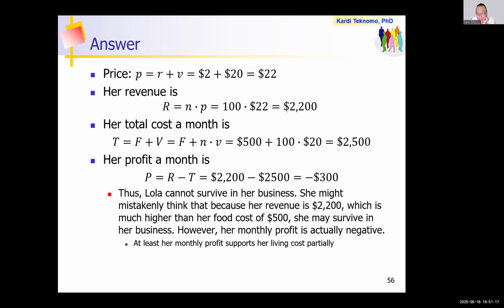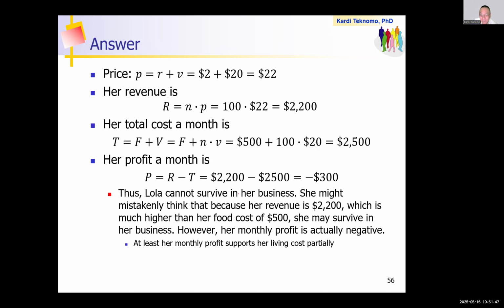So the price is 22. The revenue is just N times P, right? So 2,200. The total cost is F plus V, where capital V is small v times N, so you get 2,500. Then the monthly profit is actually negative. This is the common mistake in small business, isn't it? Actually, this business is not profitable.